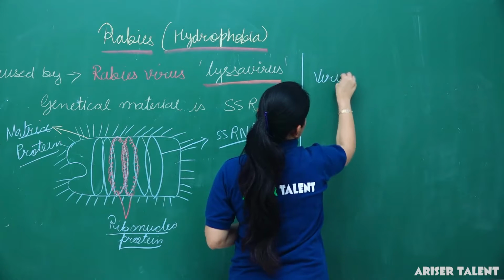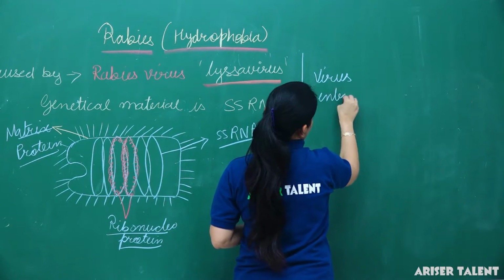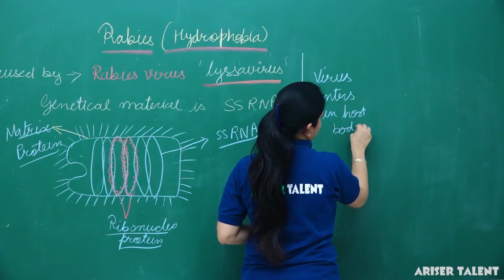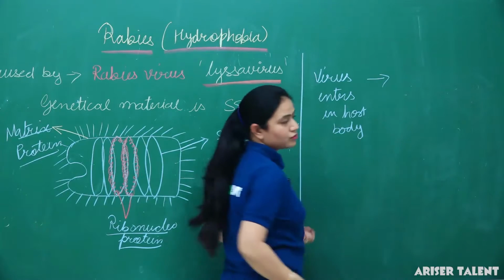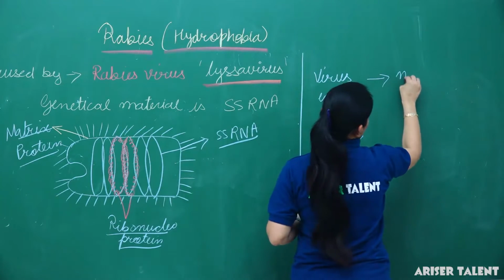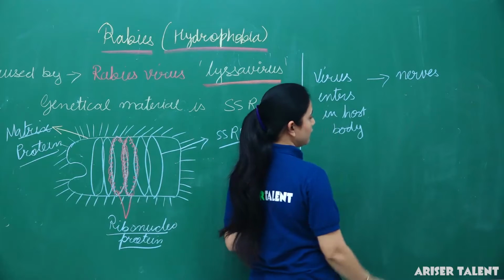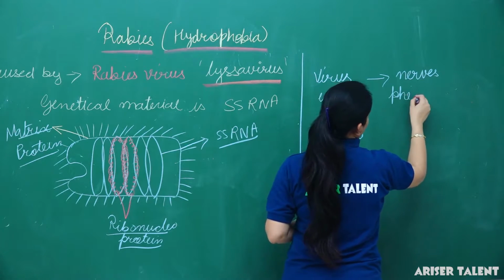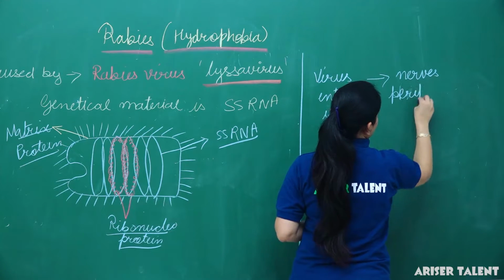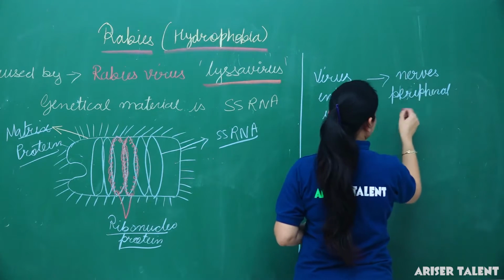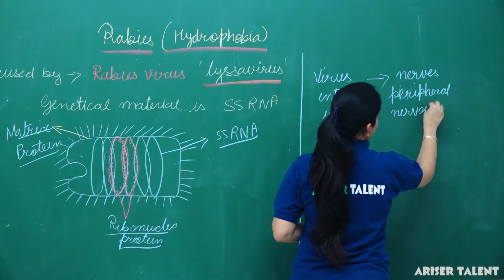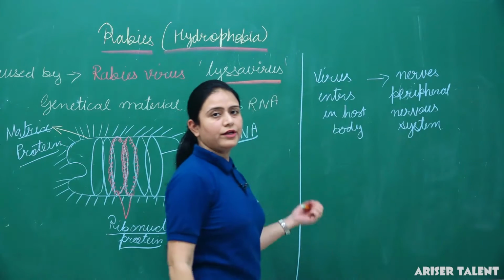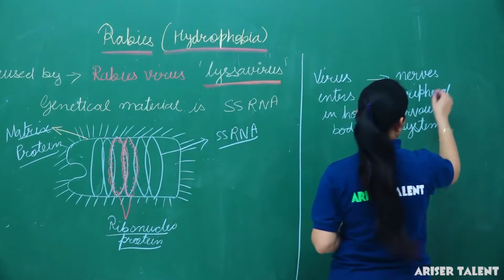When a virus enters the host body, it goes to the nerves, or we can say the peripheral nervous system. Then from here it goes to the spinal cord or brain.